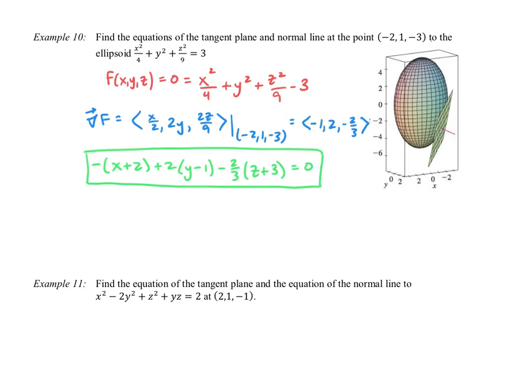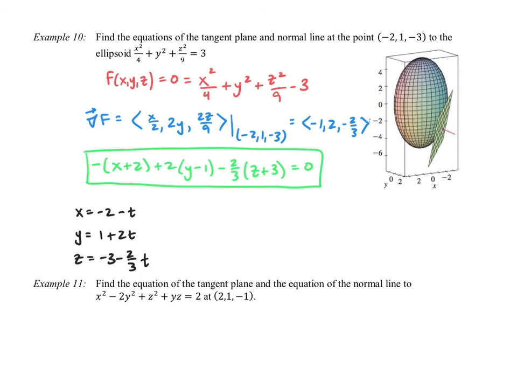Okay, now for the normal line. Now remember, we have our slope or our direction, which is the gradient vector, and then we have our point. We could write this in a variety of ways. If you remember back to chapter 9, we had x equal to the x value, which is -2 minus 1 times t. And again, that -1 comes from the gradient. And then we have y equal to our y value, which is 1, plus 2t, and z equal to -3 minus 2/3 t.